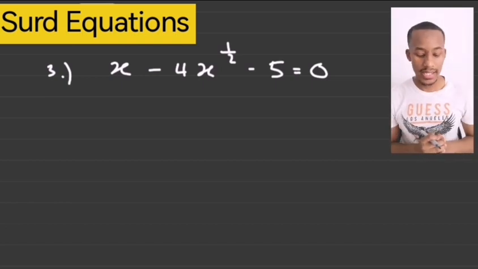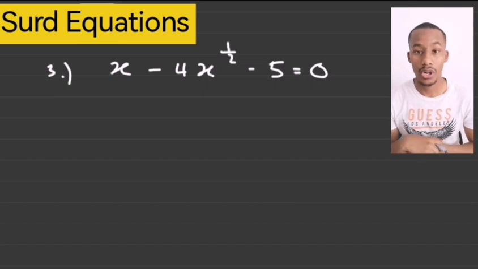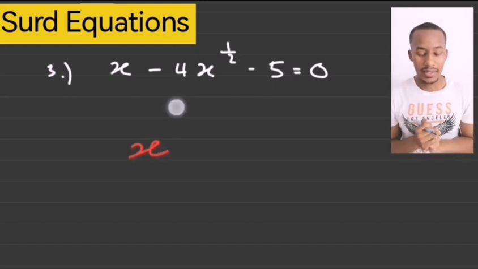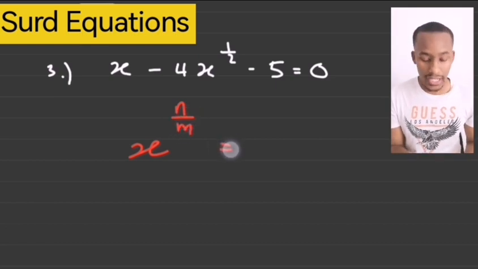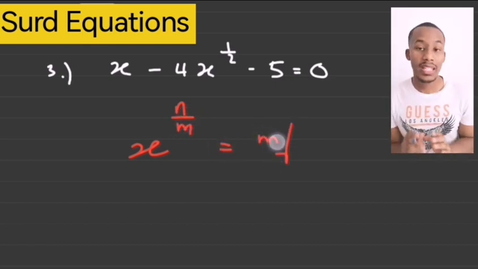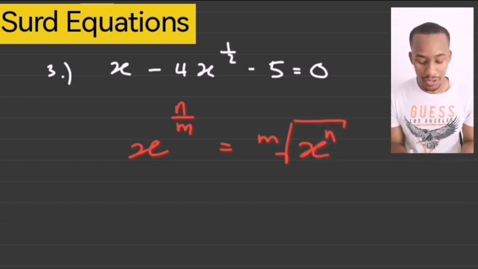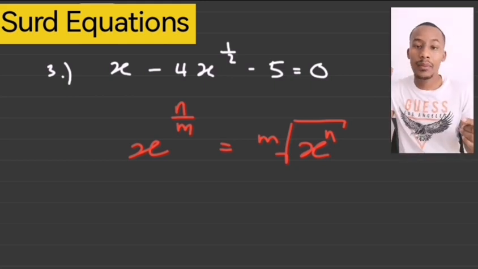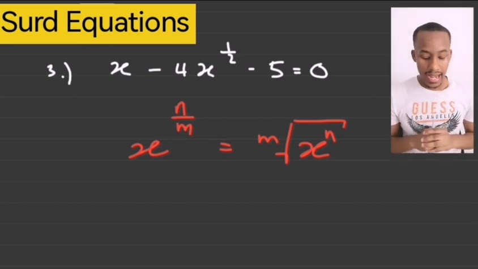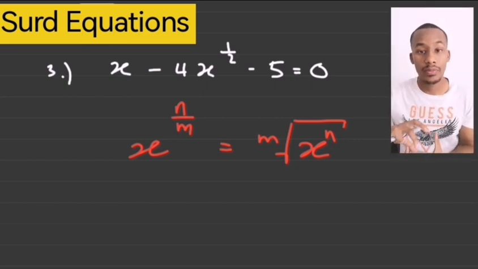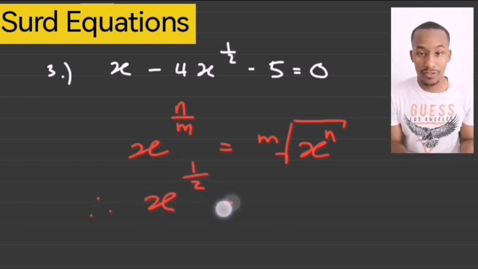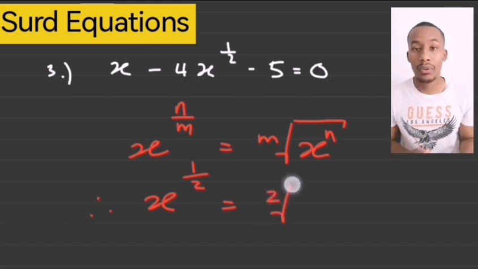So question 3, we have x minus 4 times x to the power of a half minus 5 equal to 0. So here you might ask yourself, where's the square root? Let's remember that x to the power of a fraction, n over m, would be equal to the mth root of x to the power of n. That sounds weird, but I just mean that the denominator becomes the number associated with the root and the numerator becomes the exponent to the variable inside the root, which in simple terms means that x to the power of a half is equal to the square root of x to the power of 1.